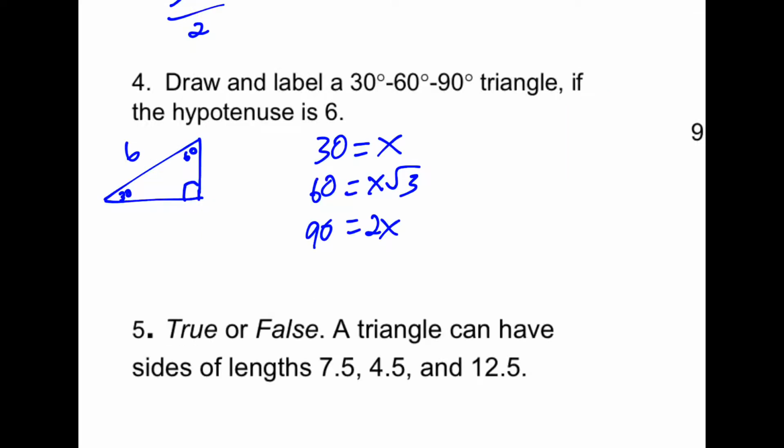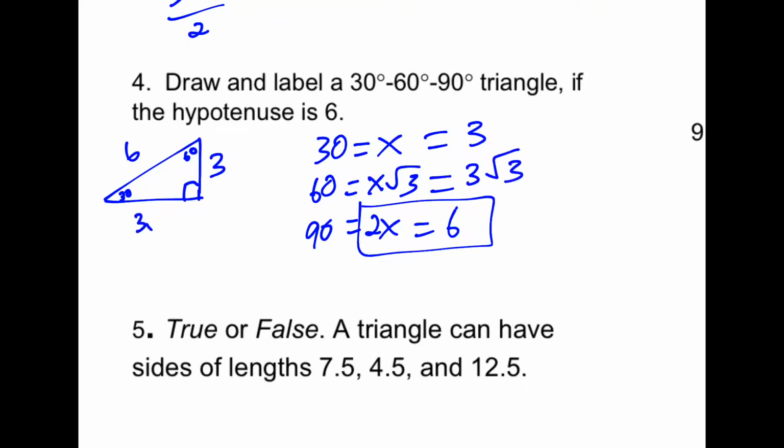For number 4, here's my diagram, and across from 90 is 6, which tells me that 6 is equal to 2x. So if I divide by 2 on both sides, I get x is equal to 3, which goes here across from 30. Since x is 3, the side across from 60 is going to be 3 root 3.